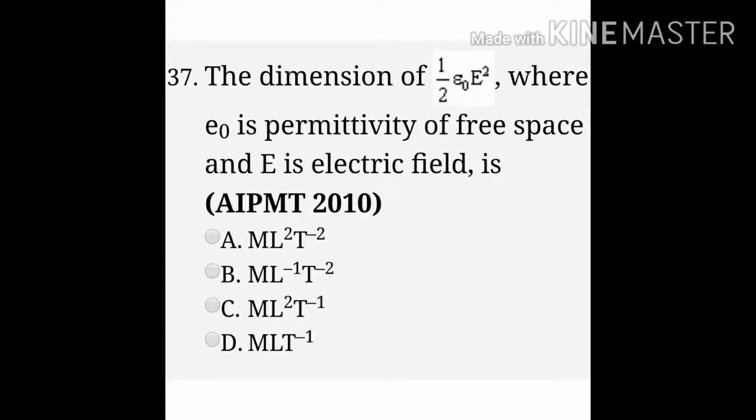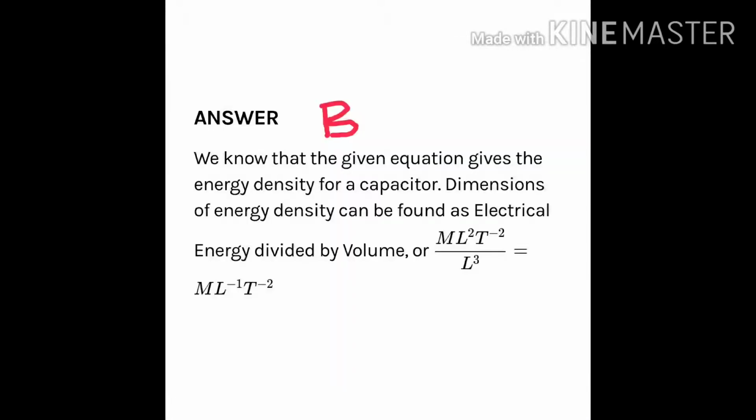Question number 37. The dimension of epsilon naught E square, where epsilon naught is permittivity of free space and E is electric field, will be: option A, ML square T power minus 2, option B, ML power minus 1 T power minus 2, option C, ML square T power minus 1, option D, ML T power minus 1. The correct option for question number 37 is option B.